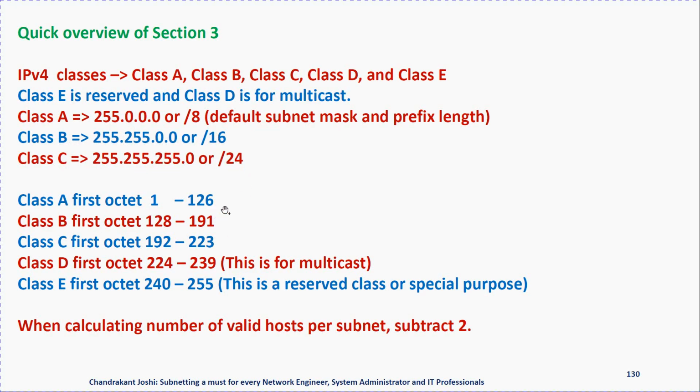For class A the first octet range is 1 through 126, for class B 128 through 191, for class C 192 through 223, class D 224 through 239, and class E 240 through 255. Class E is a reserved, special purpose class, and class D is for multicast. When calculating the number of valid hosts per subnet, we subtract 2 because the first address is the network address and the last one is the broadcast address.